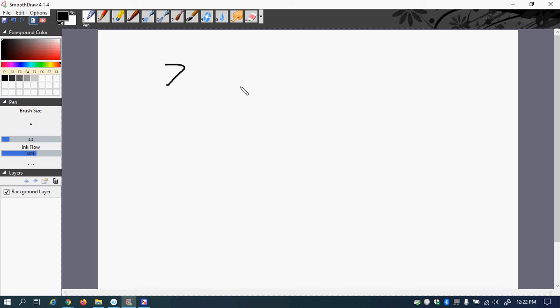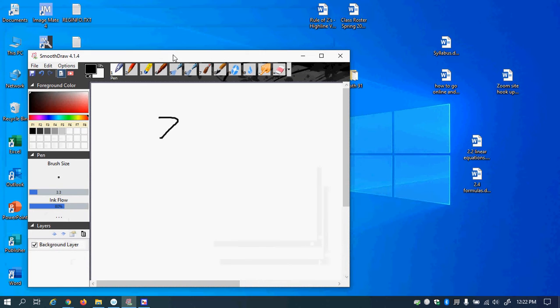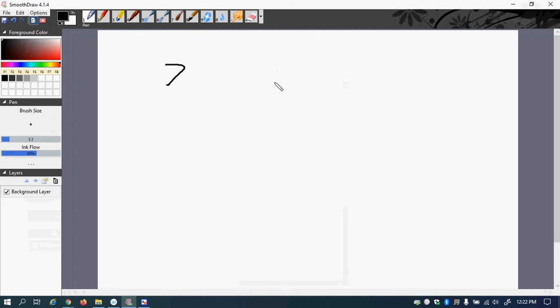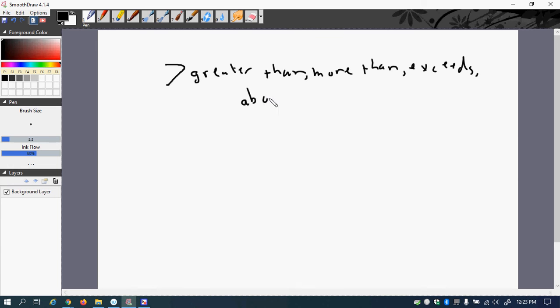words like, okay, so like greater than, other words like more than, and exceeds, as well as above and over. So these are typical words that are used with the greater than sign.